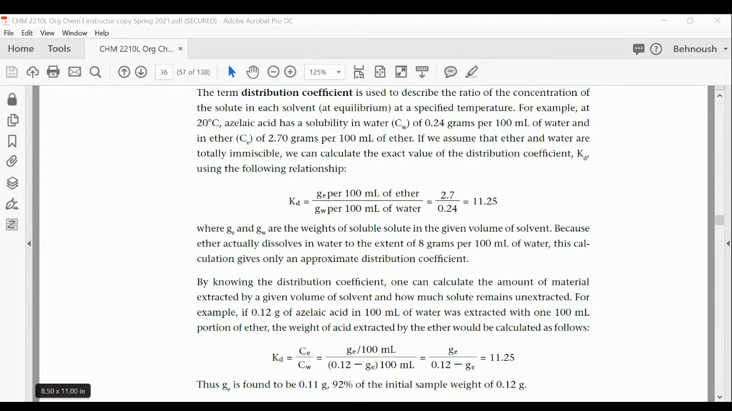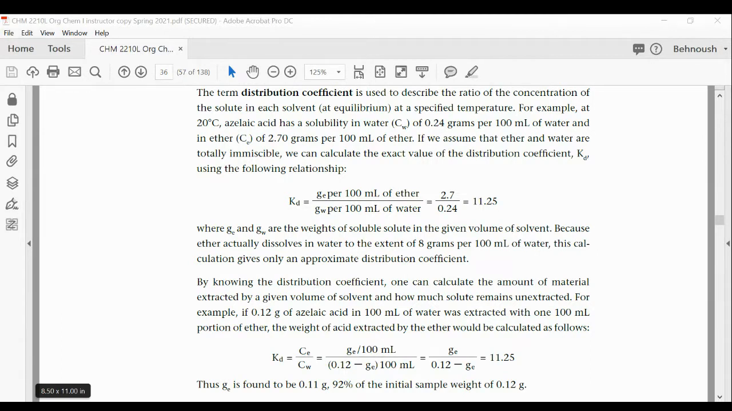Boiling point should be low because at the end, when you evaporate the ether or the solvent to recover the neutral compound, if it has high boiling point, it is going to cause decomposition of the organic compound. So we want to make sure that the boiling point is low.